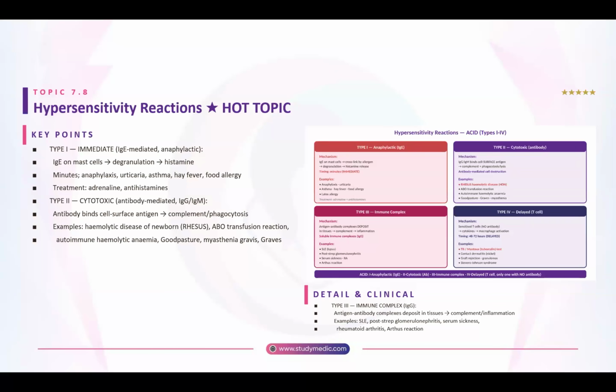Your type 2 is your cytotoxic, that is your antibody mediated. It can be either IgG or IgM. So what happens is the antibody binds to the cell surface antigen, and this can lead to phagocytosis or complement activation. The classical examples here are your hemolytic disease of newborn, your ABO transfusion reactions, and your Goodpasture syndrome, myasthenia gravis, everything comes under this.